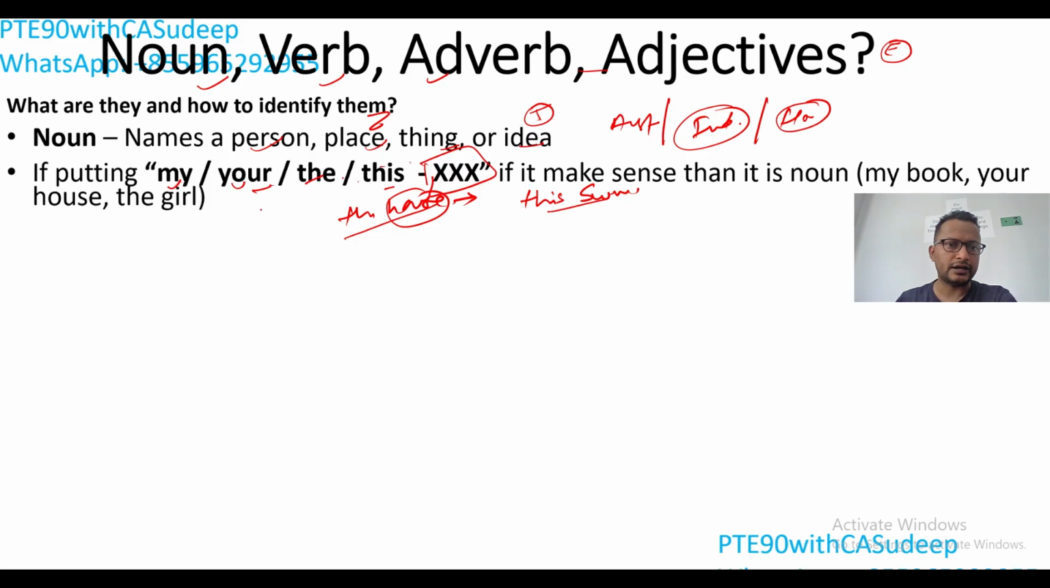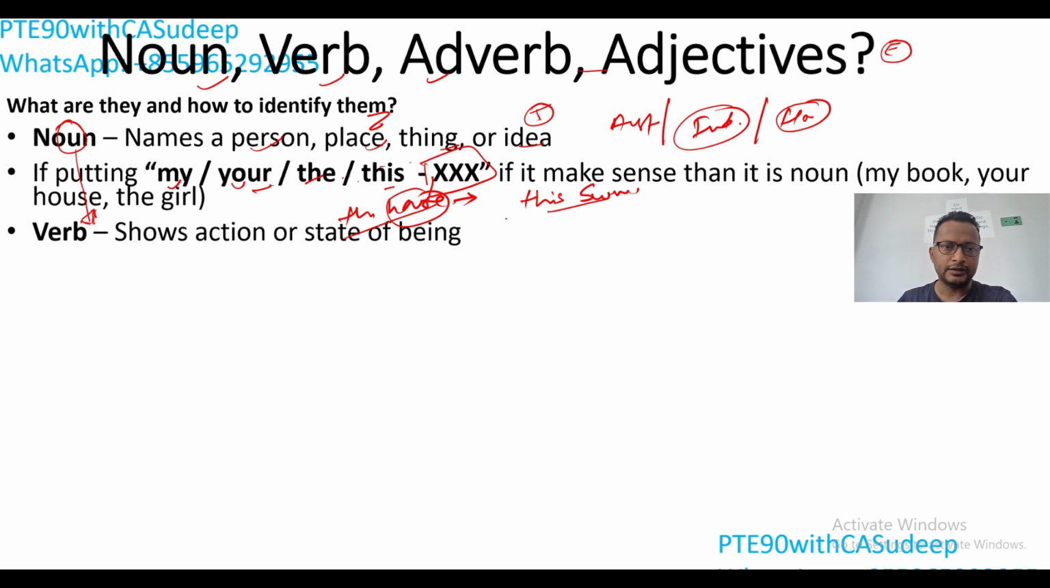Okay, so now what is a verb? A verb shows the action or state of being of that particular noun, right? A noun is a person or place, whatever you call it, and the verb is the action of the noun. What the noun is doing, that action is described by the verb. The noun is described by the verb.